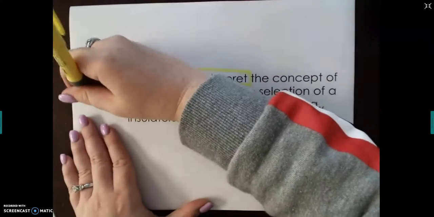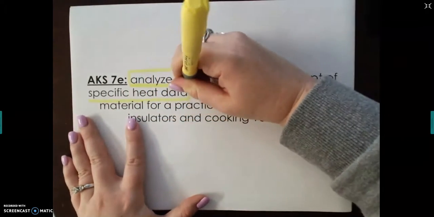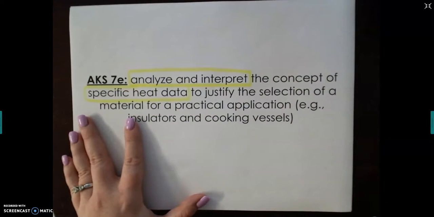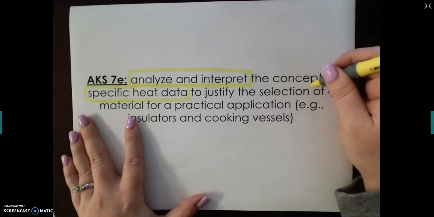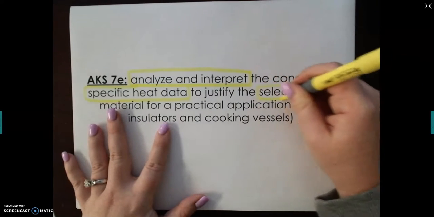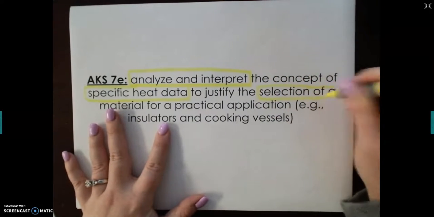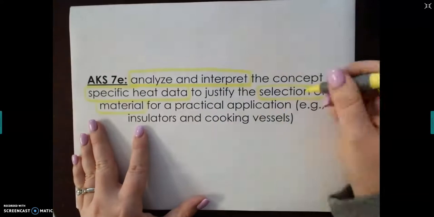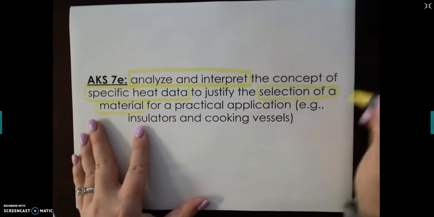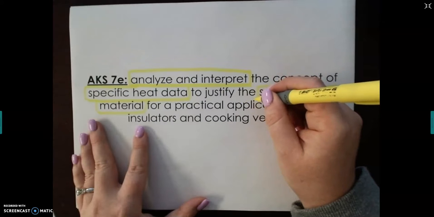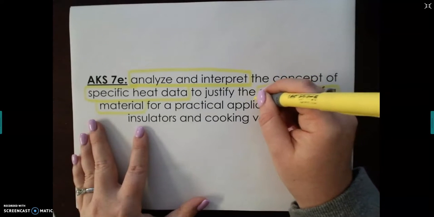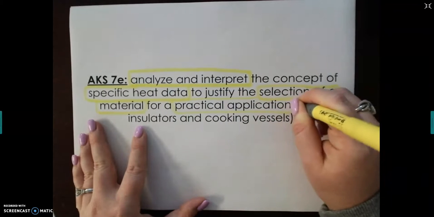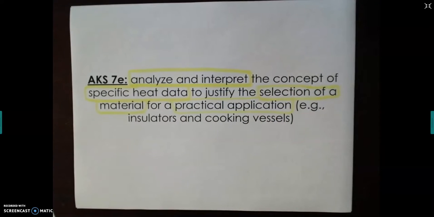I also think specific heat data is going to be very important. Selection of a material is important to know, because that's our goal, to be able to select a material. And lastly, we're going to identify practical application as another key term.